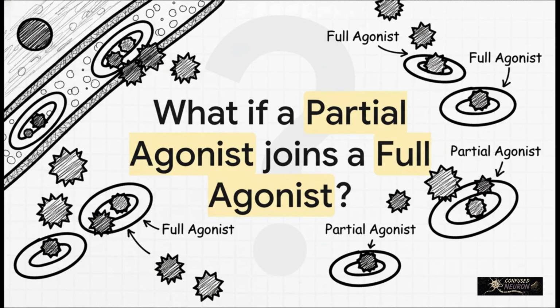Okay, let's hit the next scenario. What happens to the biological response if a high concentration of a partial agonist is given alongside a full agonist? Try to visualize the cell membrane in your mind. See the receptors. You've got full agonists and partial agonists all fighting for the exact same spots. What actually happens to the total physiological response?